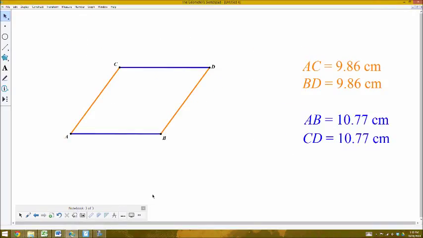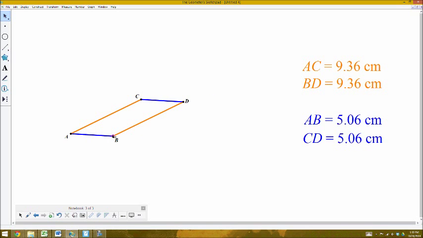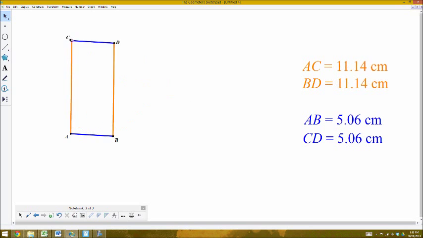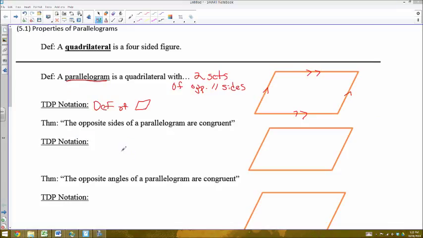Let's consider some properties of parallelograms. Here I have parallelogram ABDC. And if you notice, the opposite sides, the orange sides, have the same length. They're both 9.86 centimeters long, and the blue sides, CD and AB, are both 10.7 centimeters long. And if I were to reconfigure this parallelogram, notice that no matter what configuration I put it in, it looks like these opposite sides, though their values change, are always equal to each other. We can say that the opposite sides of a parallelogram are congruent.